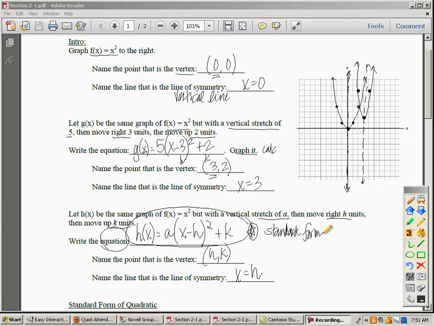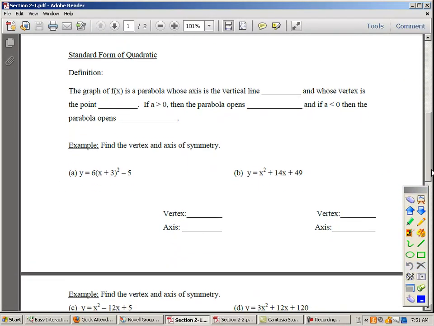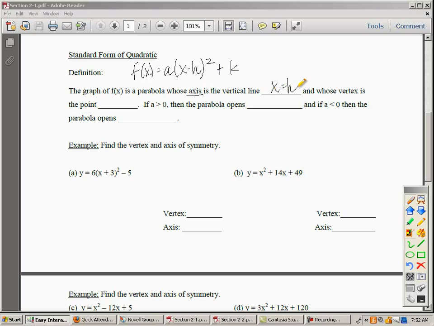Our goal today is to get every equation looking like this instead of ax squared plus bx plus c. Okay, so let me slide down. We're going to do a couple of those. The definition of standard form, again, let's go back through that equation. f of x is a times (x minus h) squared plus k. The axis of symmetry is the vertical line x equals h, and the vertex occurs at the point (h, k).